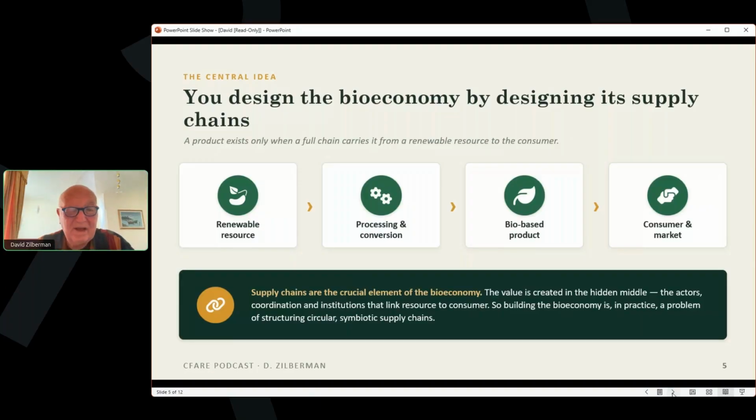Now, you can design the bioeconomy by designing its supply chain. A key element in any economy is the supply chain. And generally, supply chains include the feedstock that can be a renewable resource, can be wood, it can be plants, it can be animals that will be processed and converted to some final product, and then it will move to the consumer.